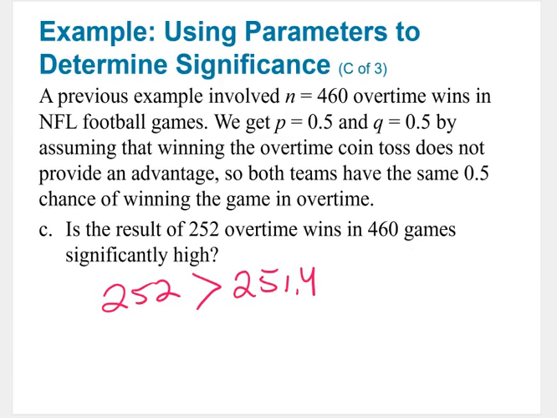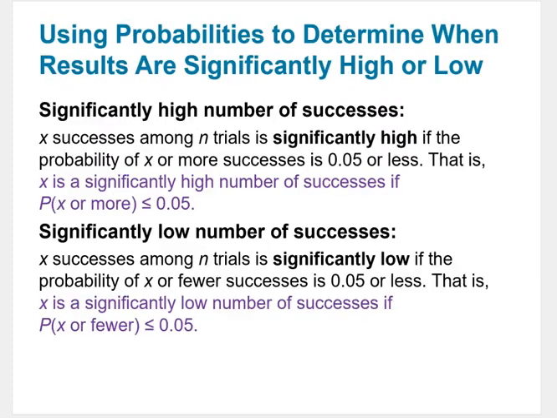So again, we can just walk through those formulas and use them. Just to sum up, remember that X is significantly high if the probability of that many or more is very small, so we have a very small chance of winning 252 in overtime. And if it's considered significantly low, it would be less than a 5% chance of that or fewer happening.